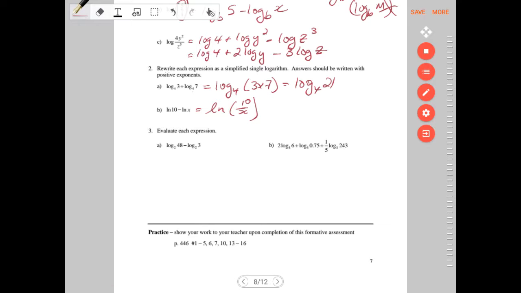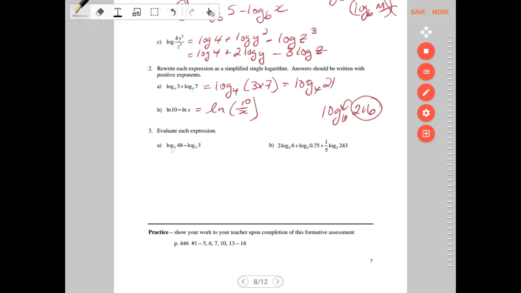Now, number 3, evaluate each expression. In the previous section, we did something like log base 6 of 216. That I could evaluate because 216 was a power of 6. Looking at this question, 48 is not a power of 2, neither is 3. So I can use a log law to simplify first and then see if I can divide or calculate that out.